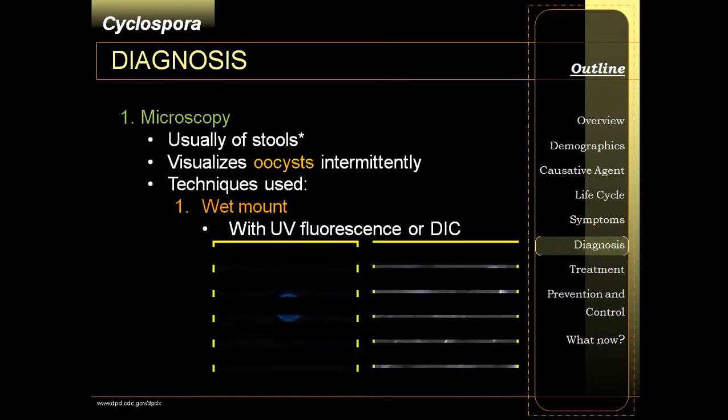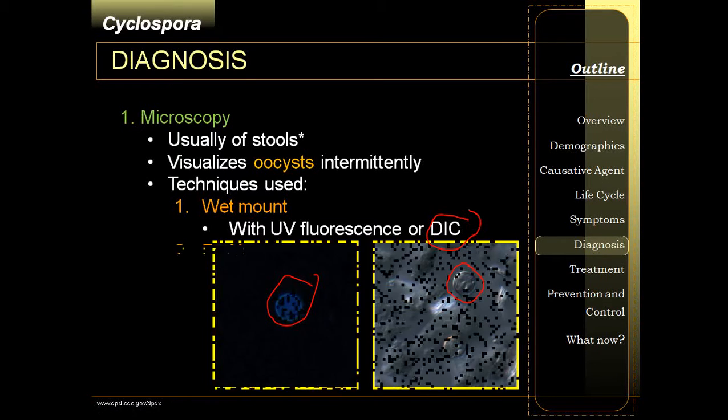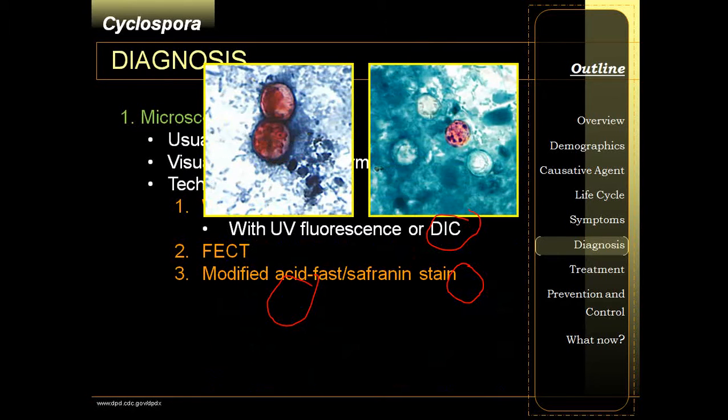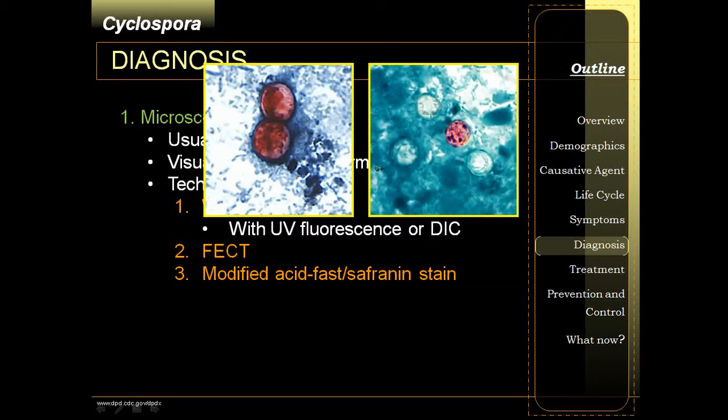Diagnosis, very similar to your cryptosporidiosis. Microscopy is still used using fluorescent dyes or differential interference contrast microscopy or DIC. Concentration techniques can also be used. FECT, don't mind that. Cyclospora, together with your Cryptosporidium and your Isospora or Cystoisospora, are actually acid-fast, meaning they stain red using your acid-fast stain or your safranin stain.